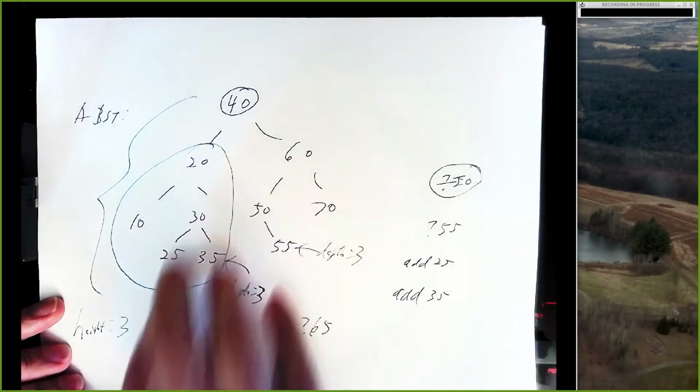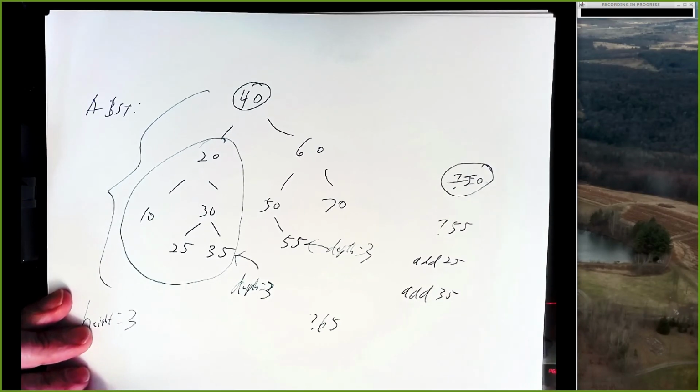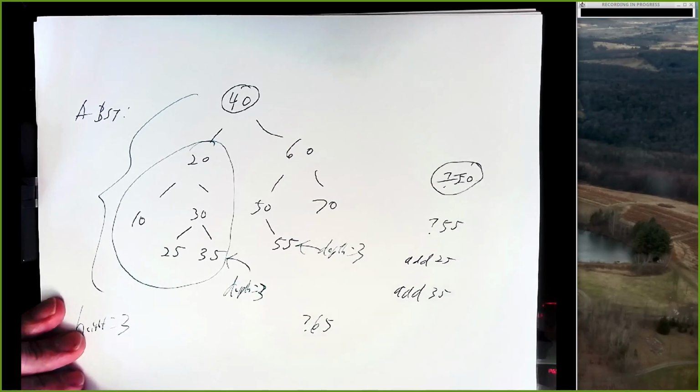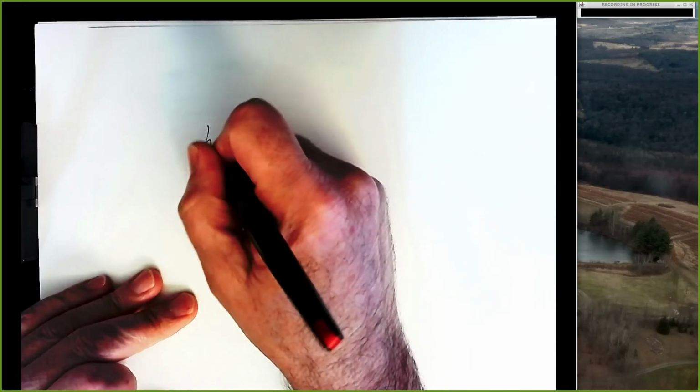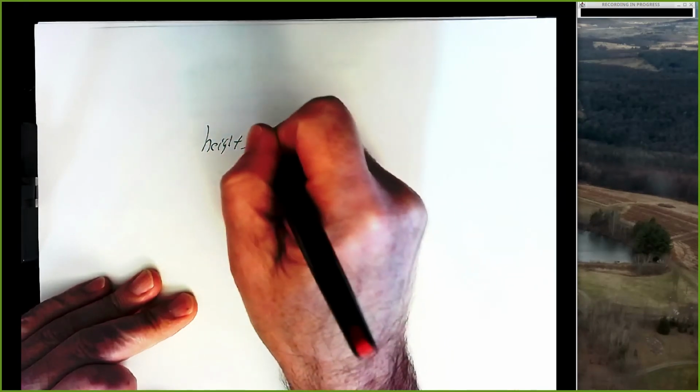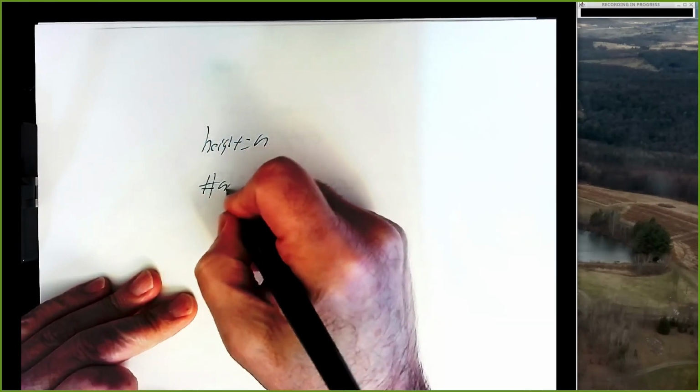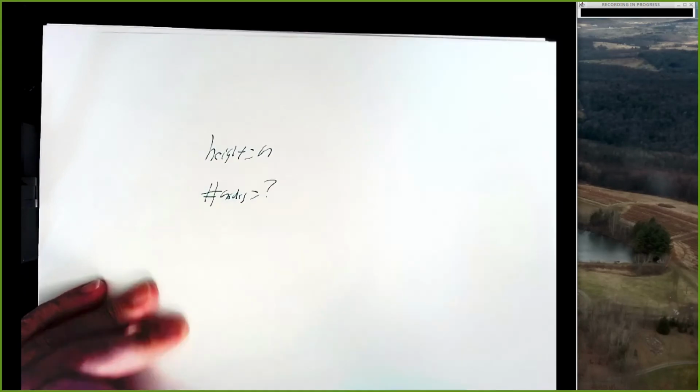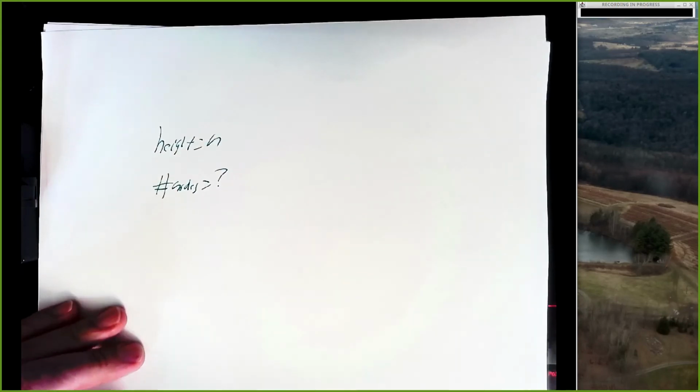And the nice thing about binary trees is the height grows slowly. So if I have a tree with a height equal to n, how many nodes could I have in that tree? You got a rough ballpark estimate?